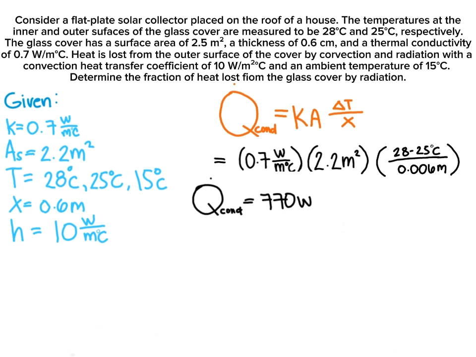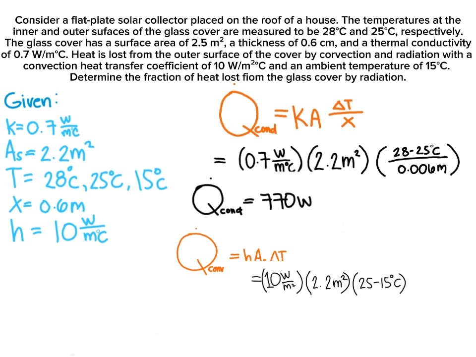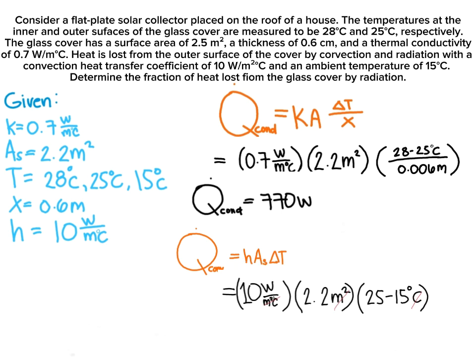Next, we're going to solve the rate of heat transfer by convection. So this is the formula that we're going to use. The convection heat transfer coefficient, 10 watts per meter squared Celsius, multiplied by the surface area of 2.2 meters squared, times the temperature difference, 25 degrees Celsius minus 15 degrees Celsius. So cancel out the unit. The rate of heat transfer from the glass by convection is 220 watts.